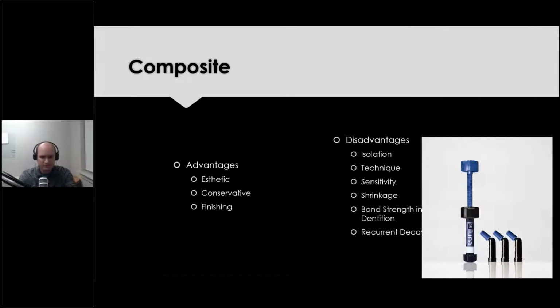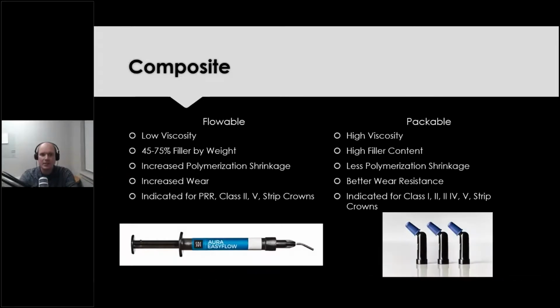Bond strength in the dentition can be a concern if you've got kids that are breaking number 8 and 9, and that's a challenge to restore if they're constantly breaking that off. And then we also see recurrent decay. We'll talk a little bit more about that when we get to the glass ionomers. We also have two types. We have a flowable and a packable, and there are different types that I use in my office.